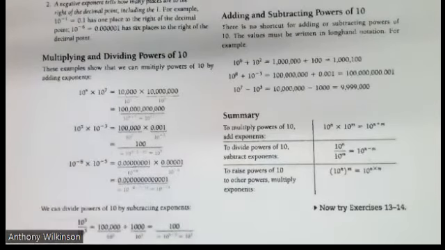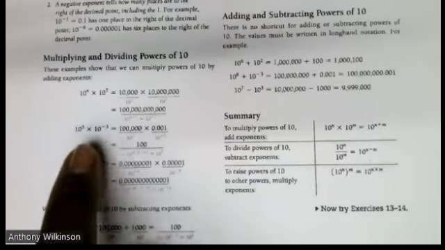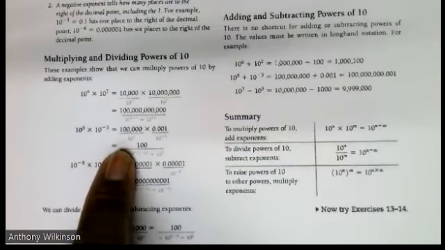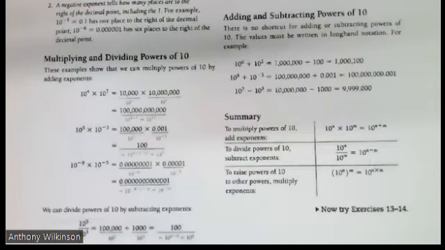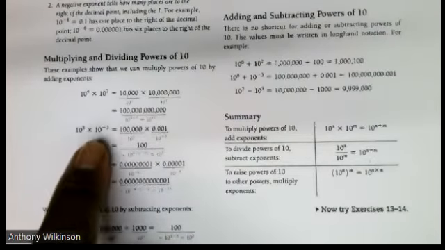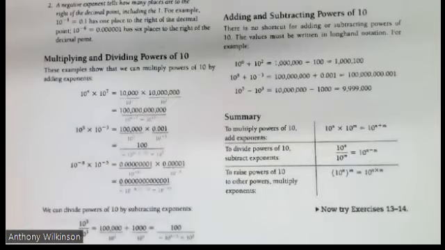Also, 10 to the 5th times 10 to the negative 3. Well, 10 to the 5th is going to be 100,000. 10 to the negative 3 will be 0.001. So if you add the exponents of 5 and negative 3, you'll get 10 to the 2nd, which is equivalent to 100.